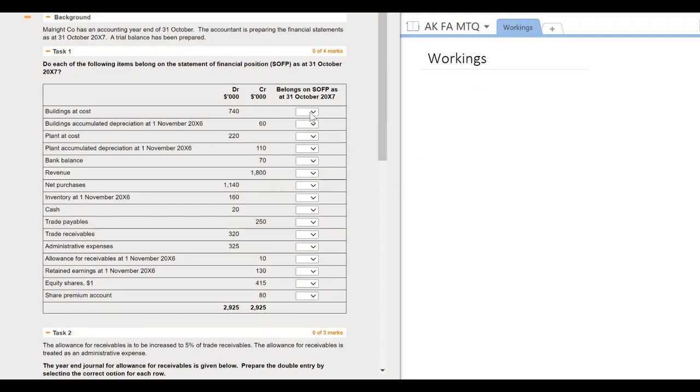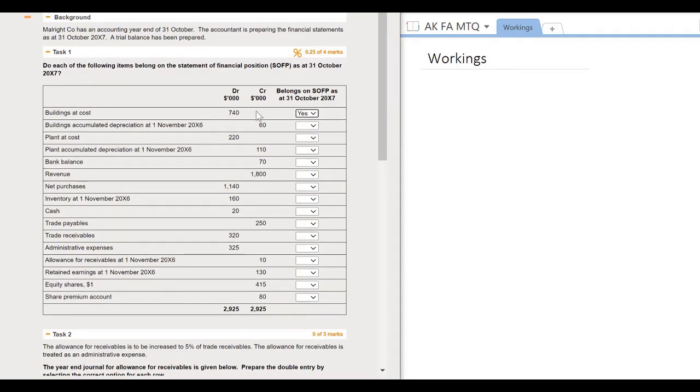So let's start from the top of the list. Buildings at cost would be included. The accumulated depreciation, if you note the date, is the information at the start of the year. And when we show the balance of our buildings at year end, it will be the accumulated depreciation at the end of the year that would appear. So here we're going to select no.